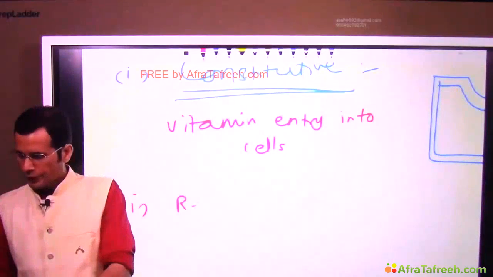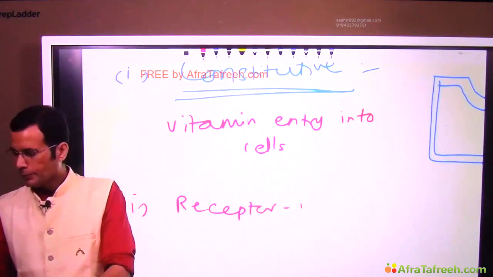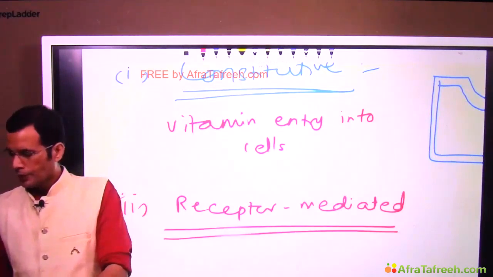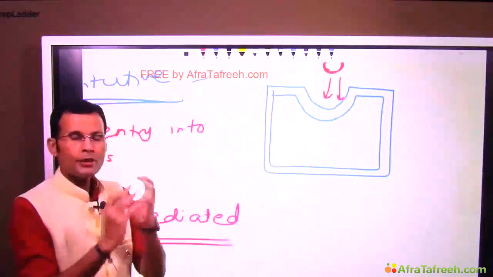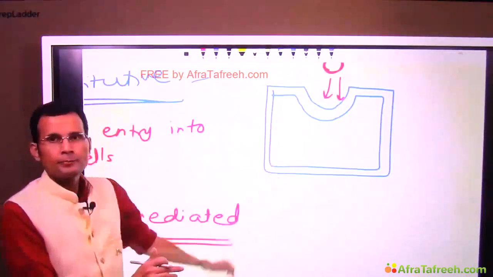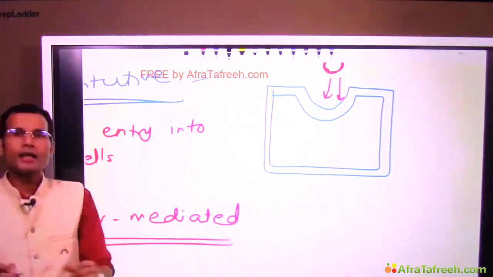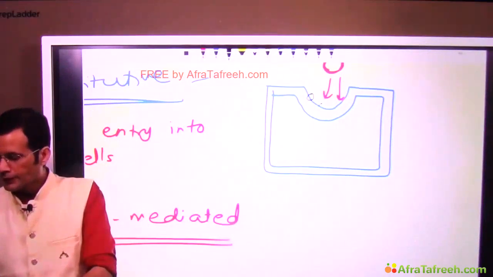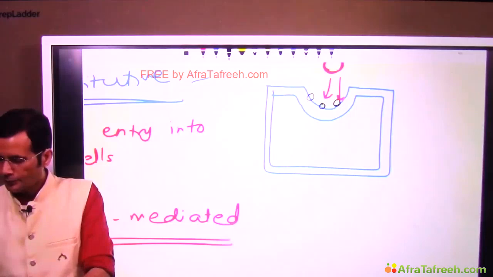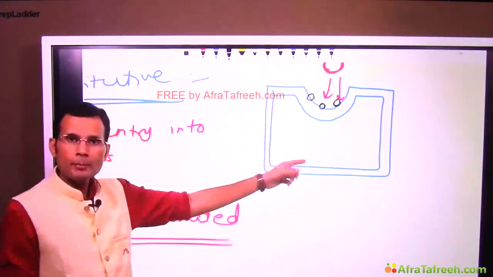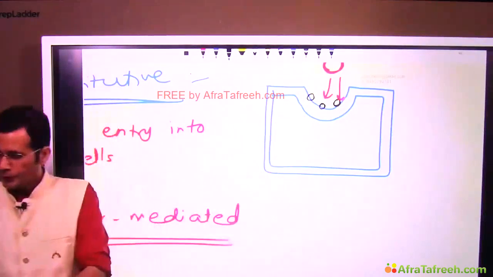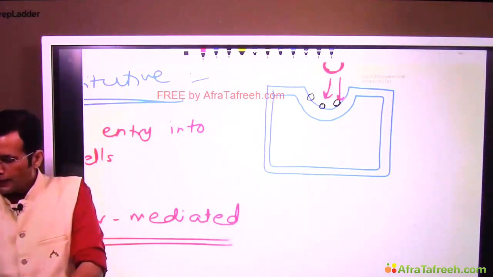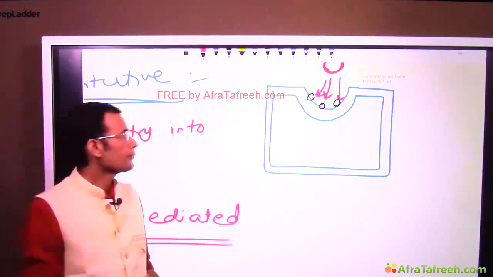Second, receptor mediated endocytosis. That is, when a particular ligand arrives at the cell, the first thing that happens is there are specific receptors on the cell membrane which are identified. Those receptors will be identified. So this ligand now binds with its specific receptors.